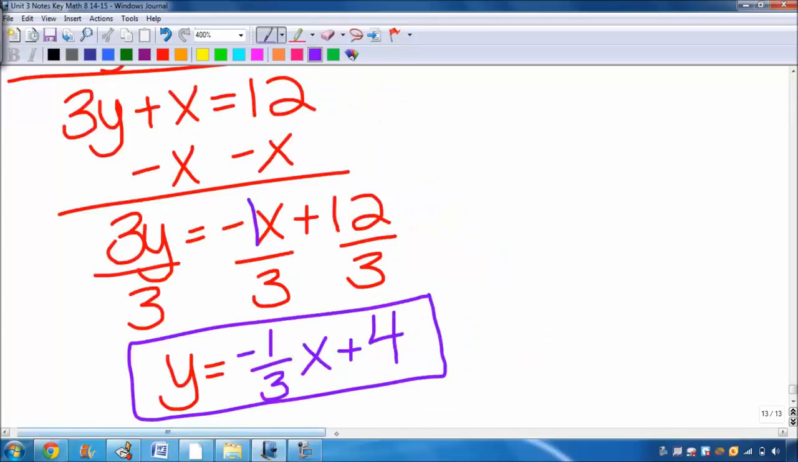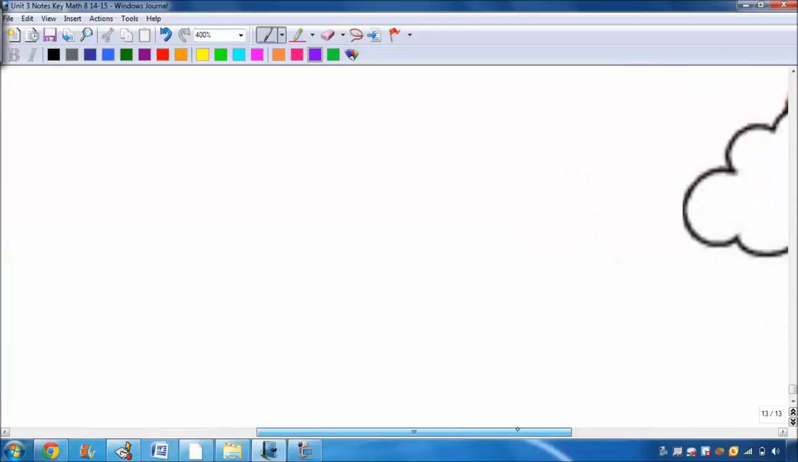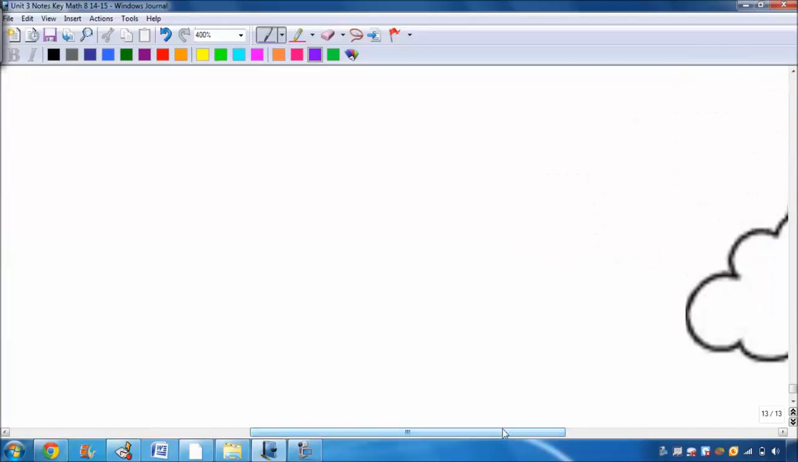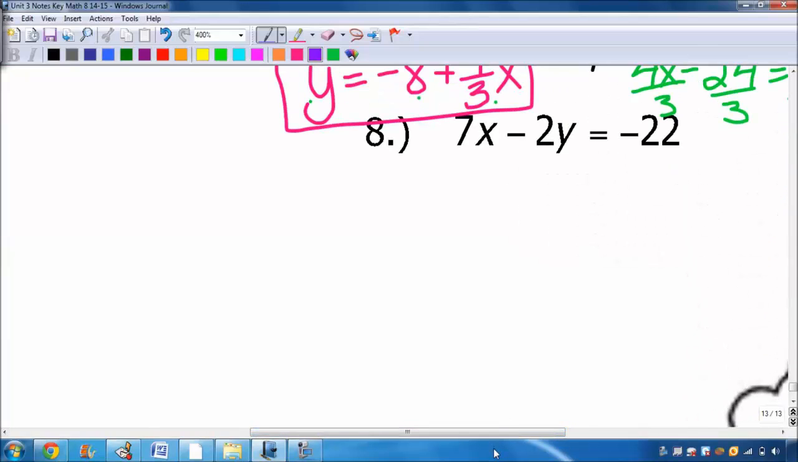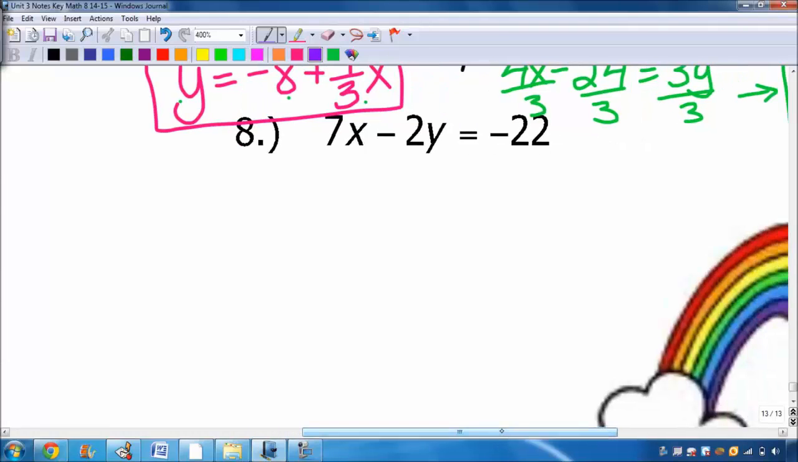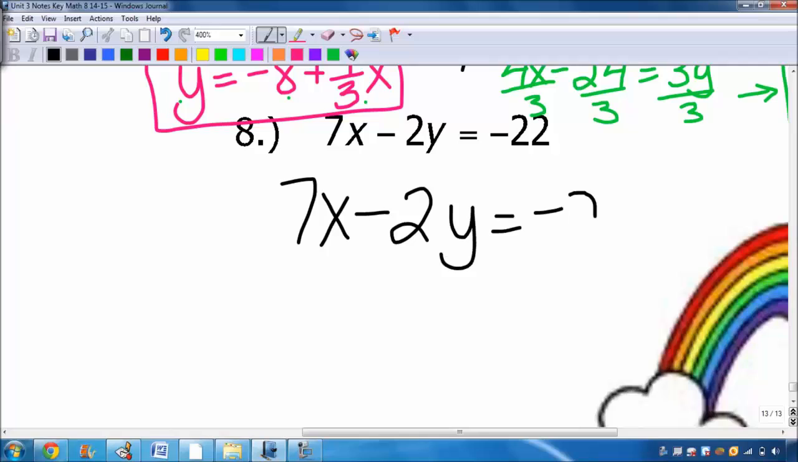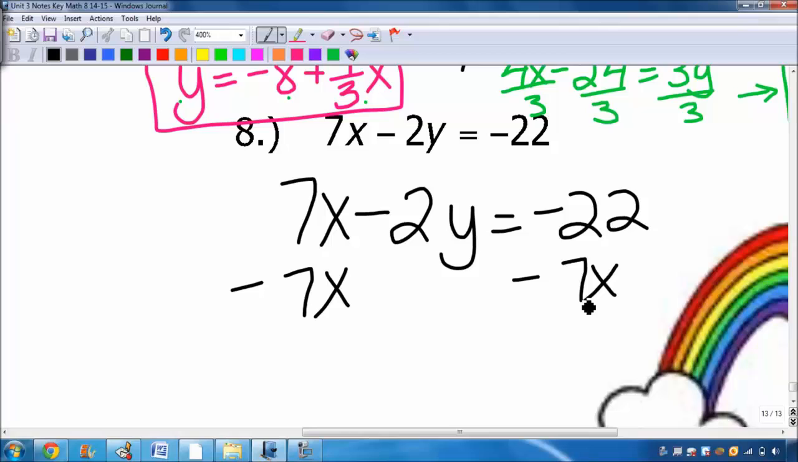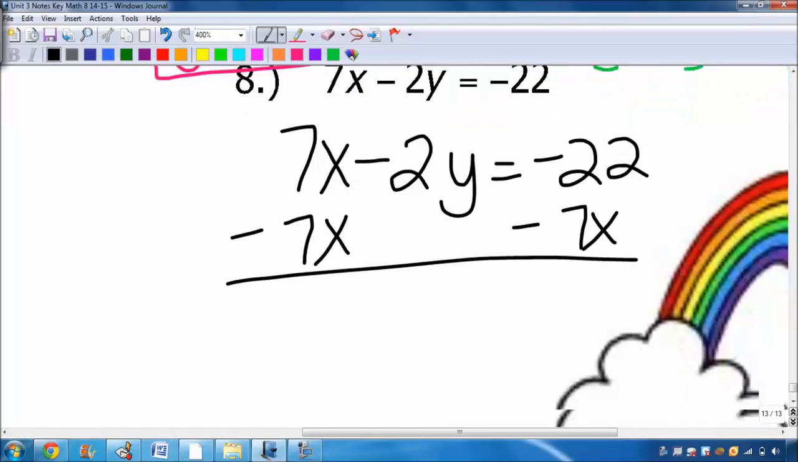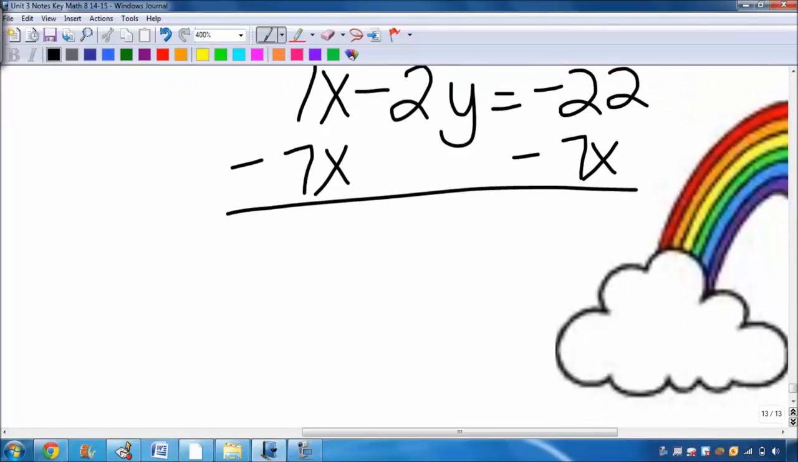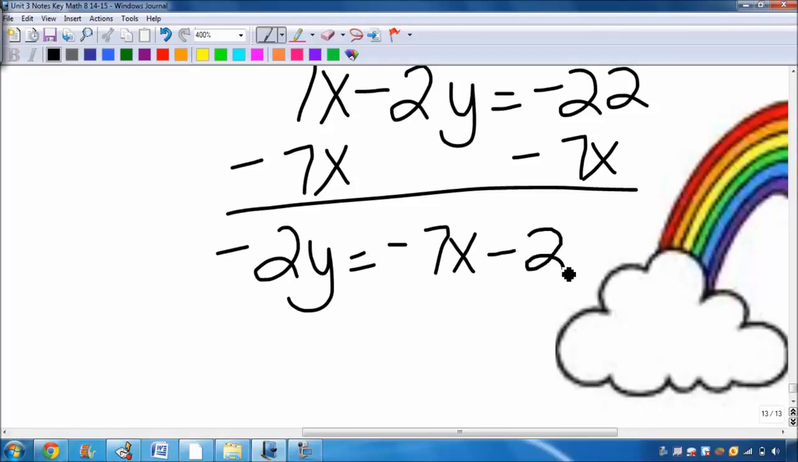All right, one last one I'm going to show you how to do. So question number 8, if I can find it. 7x minus 2y equals negative 22. So I'm going to subtract the 7x. Okay, again, you could have added the 2y, totally up to you. Negative 2y equals negative 7x minus 22. They're both negative this time, okay?